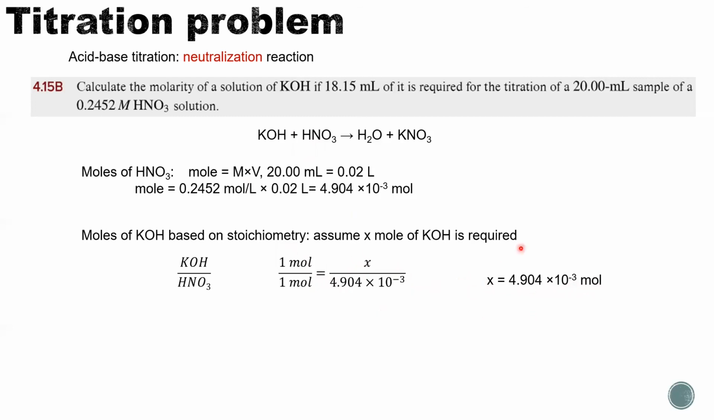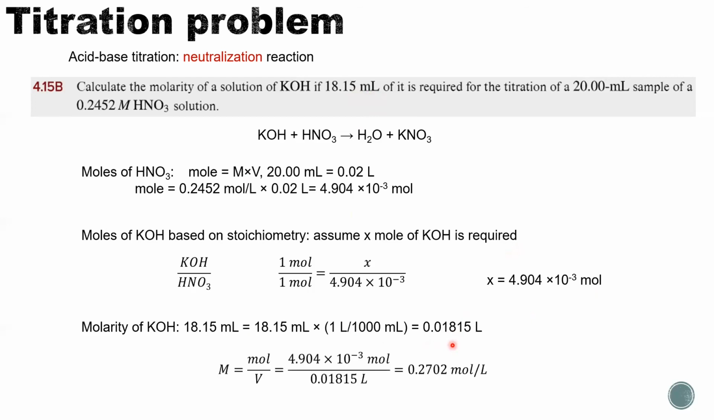All right, now we have the moles of potassium hydroxide. Then we can calculate the molarity of potassium hydroxide, converting the milliliters to liters, and then calculate the molarity of the base. Plug in numbers, and the answer is 0.2702 mole per liter, or molarity.